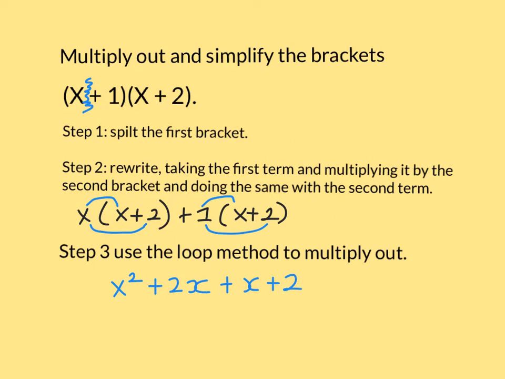The last part then, step 4, I suppose, if you wanted to call it, is just to simplify. So the only thing I can simplify here is I have a 2x plus an x. So that x squared stays the same. Remember, we cannot add terms that are not like. So I have plus 2x plus x, that gives me plus 3x. And then I have this plus 2 at the end, and that's my final answer.